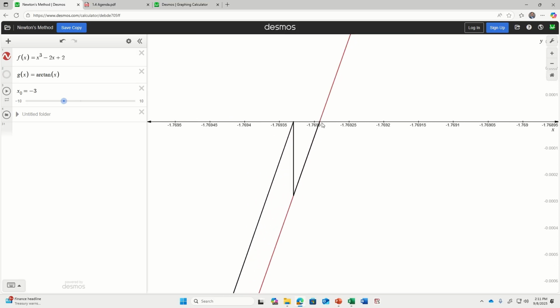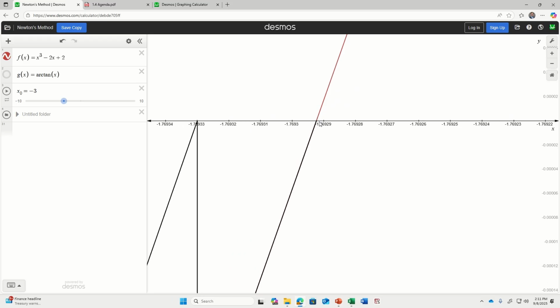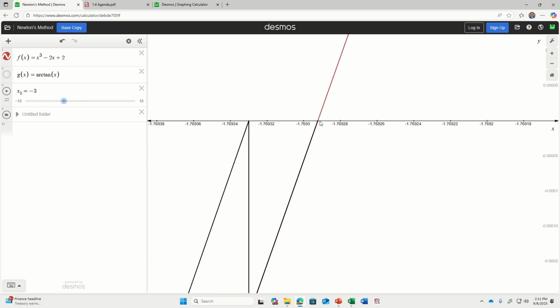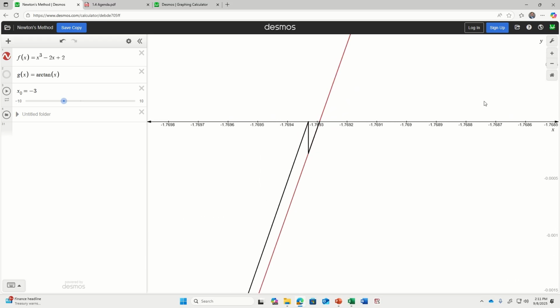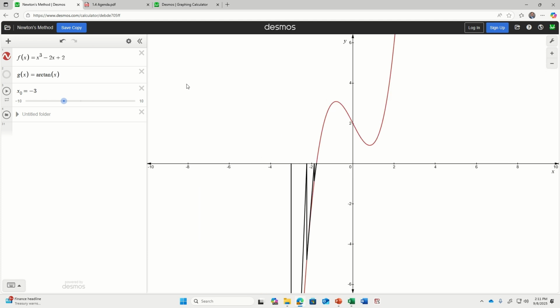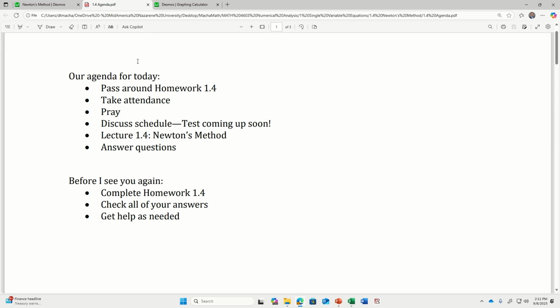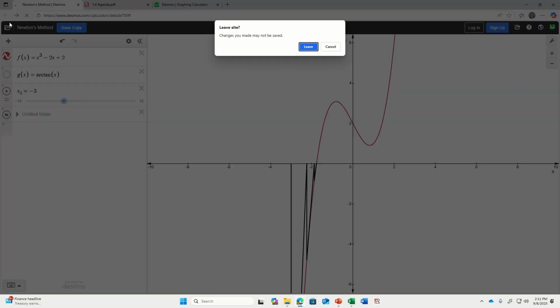Until eventually it's good enough. But that's the picture of what's happening here. Newton's method is successive tangent line approximations.